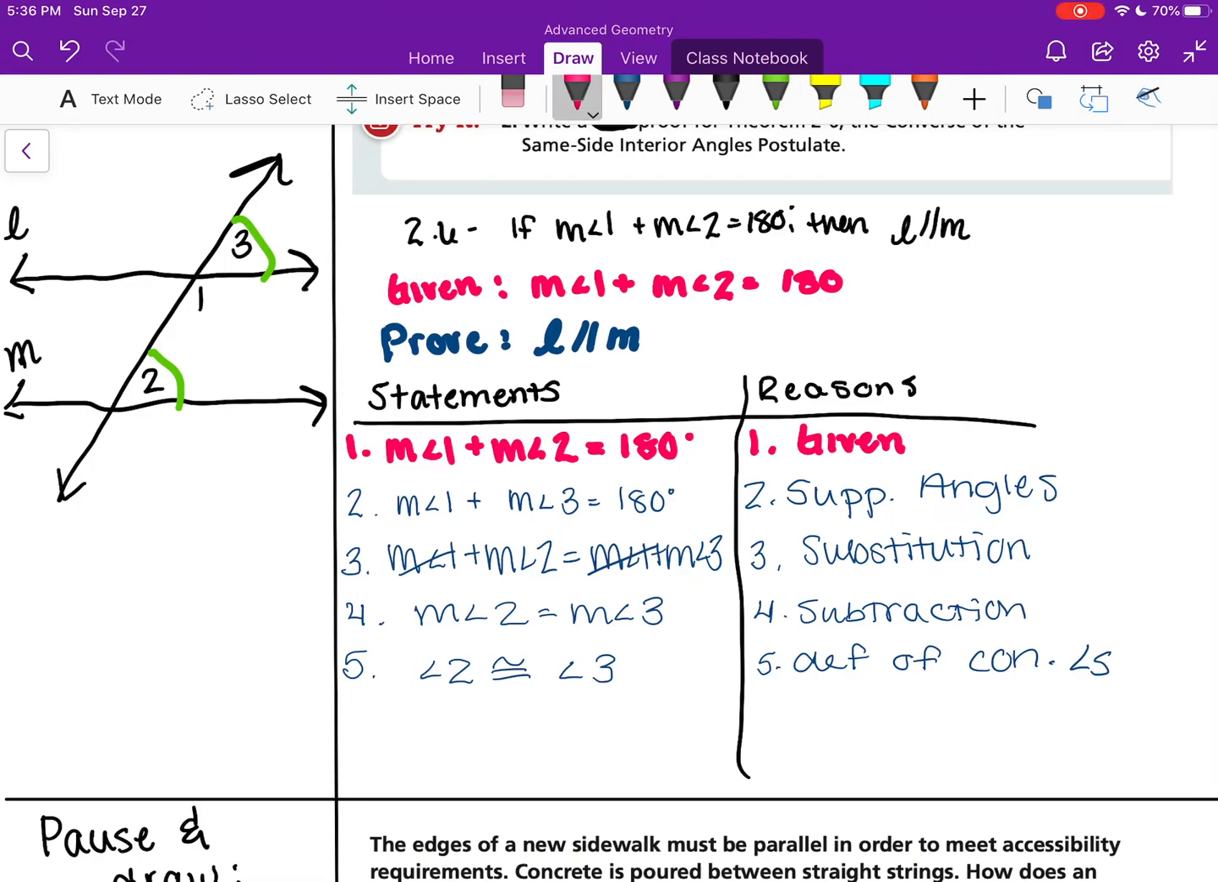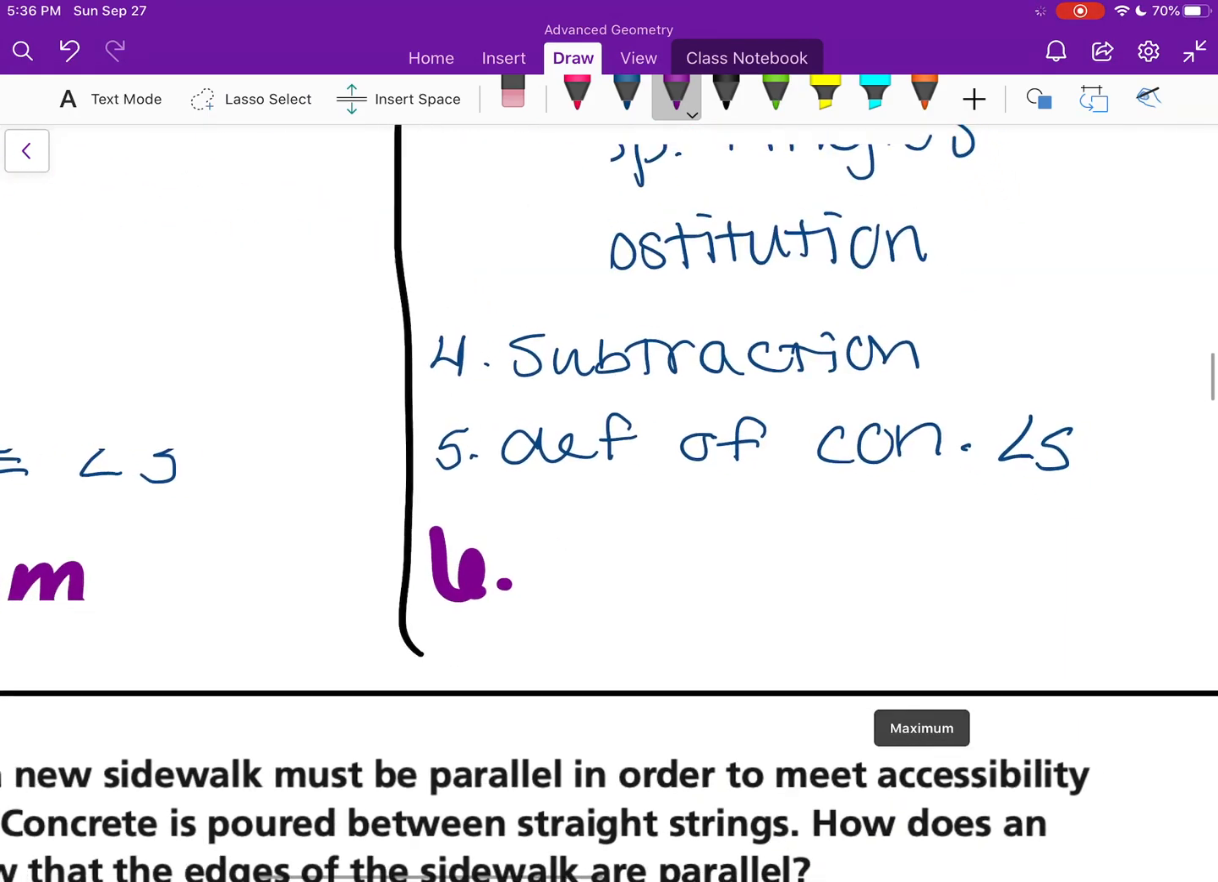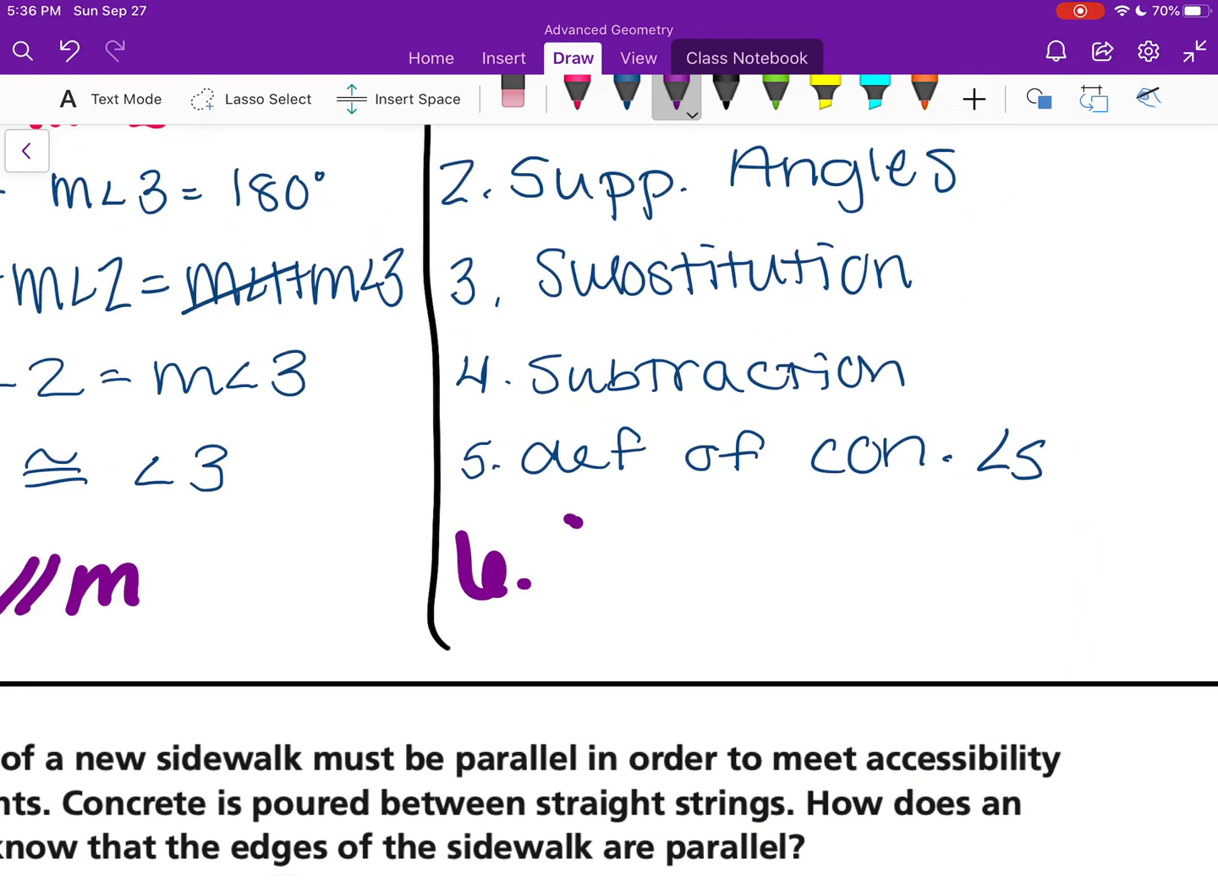Yes, there absolutely is. The converse of the corresponding angles theorem, one of the ones you just wrote down, tells us that if corresponding angles are congruent, then the lines must be parallel. And we just proved that corresponding angles were congruent. So the lines must be parallel. So L must be parallel to M. And our reason here is by the converse.